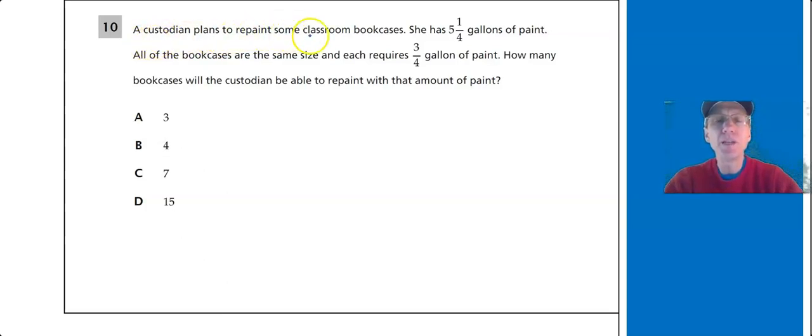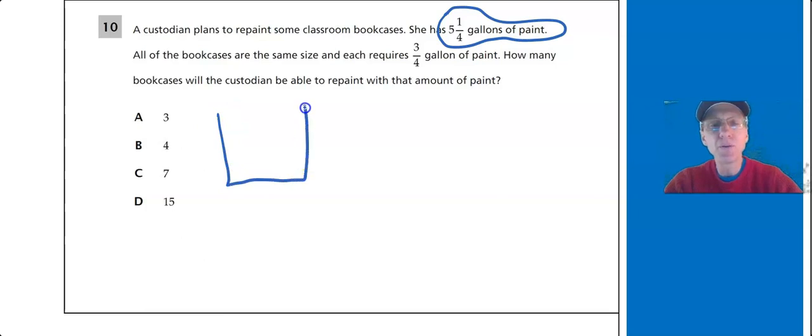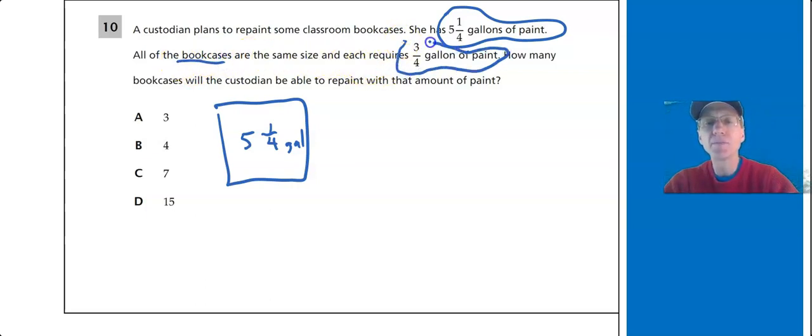A custodian plans to repaint some classroom bookcases. She has 5 1/4 gallons of paint. Okay, so we can imagine now. Let's just say it's a big old paint bucket, and it's got 5 1/4 gallons of paint in here. 5 1/4 gallons. All of the bookcases she's going to paint are the same size. They each require 3/4 gallons of paint.